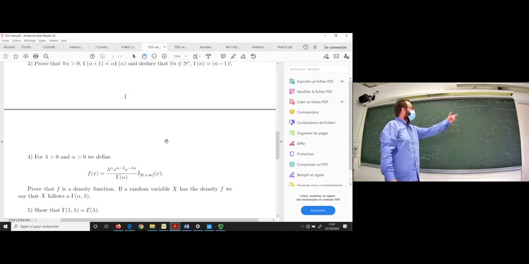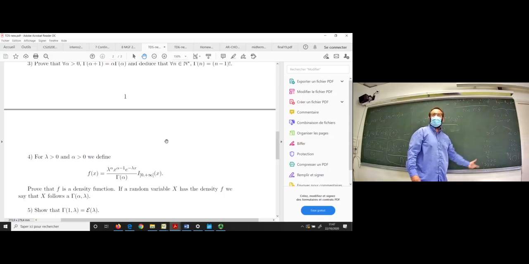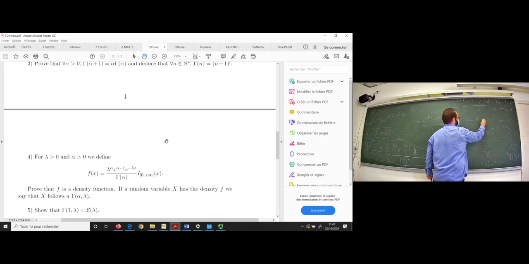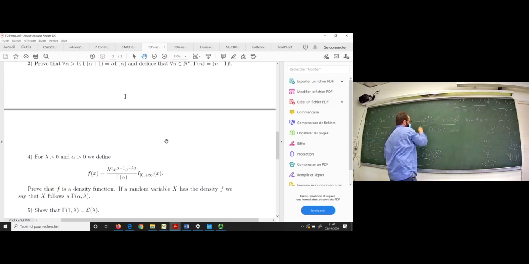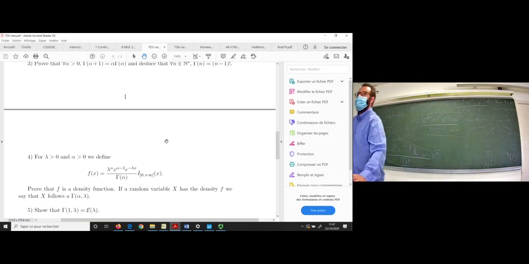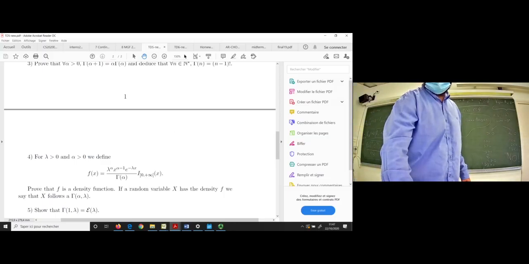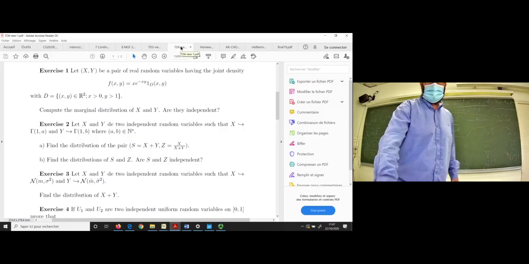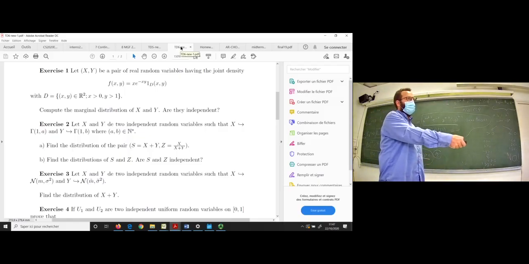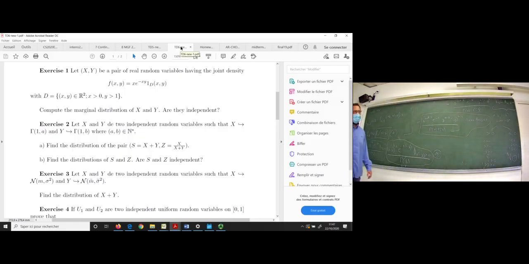And I can write this product of indicator functions simply using this. It's the indicator function that S is strictly positive, indicator function that Z is between 0 and 1. And you have here a nice way to express the joint density. Okay? And I said that in fact, the exercise is now finished. A priori, no, because I have some questions to answer. Okay, so I have the distribution of the pair, that is the answer to question A.